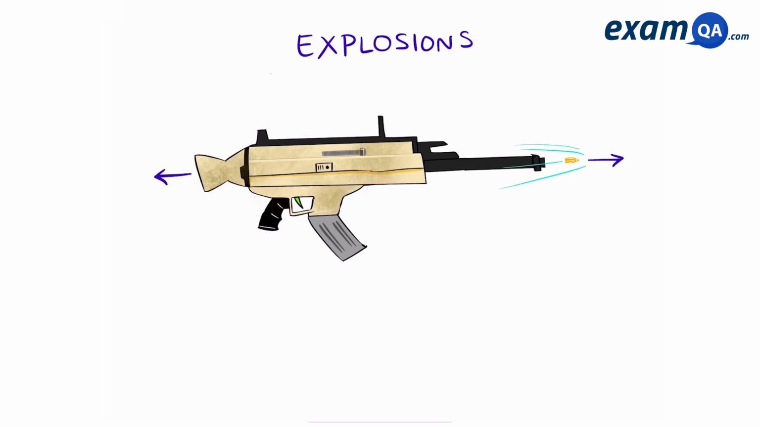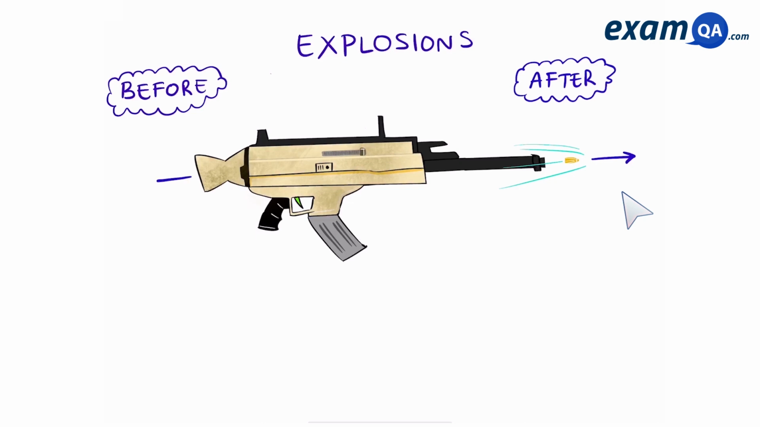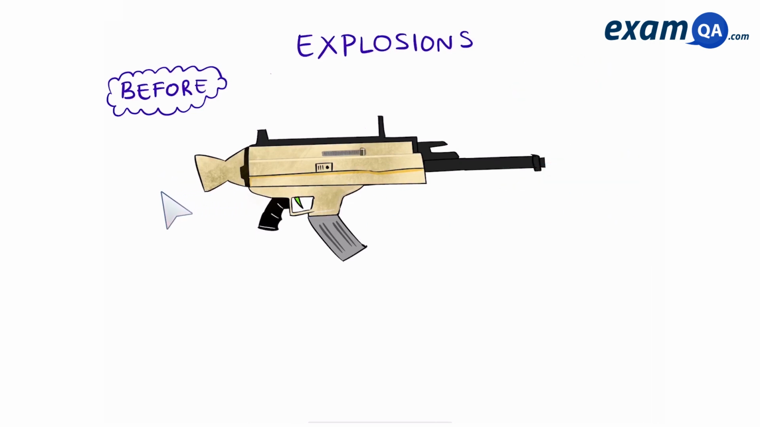Now, we can use this to actually work out how quickly the gun will recoil, or how much it will move backwards. So let's put some numbers in here and make this into a question. Just to be clear, our before scenario is the gun not moving at all. You haven't shot the gun yet, it's just there. And the after scenario is the bullet flying forwards and the gun recoiling backwards. So let's go back to the beginning.